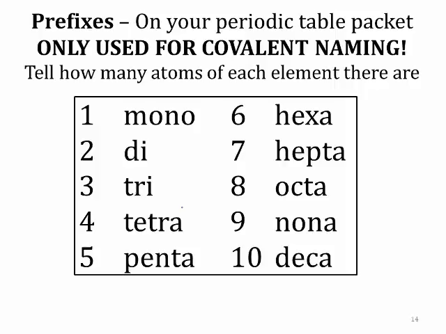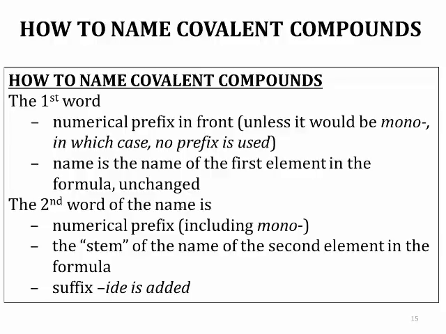Now to use these prefixes, we're going to use them to name 2 different words in our compound. The covalent naming of compounds has 2 words. The first word is for the first element, and the second word is for the second element. The first word has the numerical prefix in front, unless it would be mono, in which case there's no prefix used for the first word. Then the rest of the name that follows the prefix is the name of the first element in the formula, unchanged. So if I have CO2 as in our first example, there's 1 carbon atom. Since there's 1, I drop the mono, no mono, and I just say carbon.